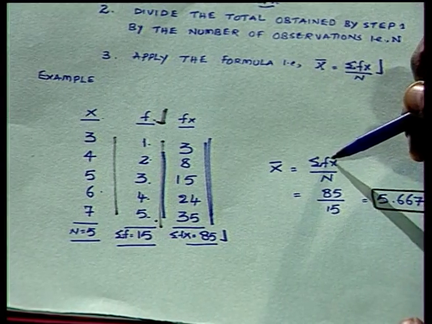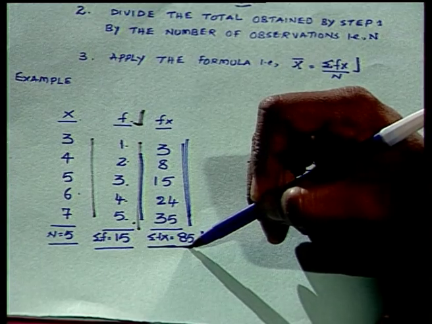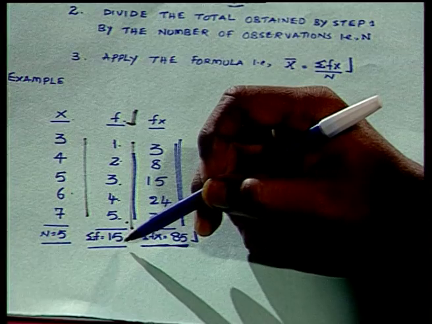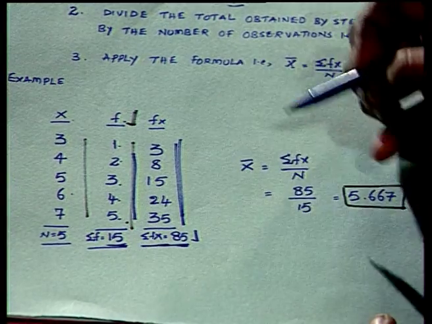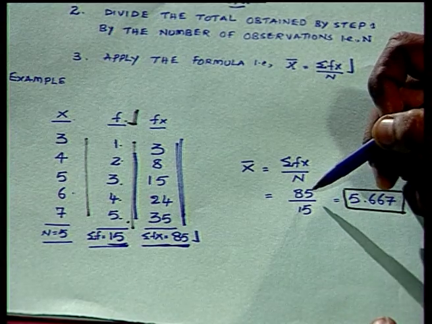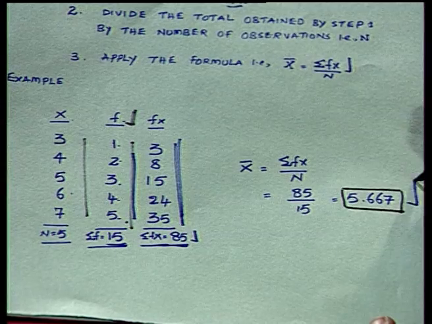Then sigma fx here, which is the total of the frequencies after multiplying it by the values of x, is 85, and divided by the total of the frequency here, which is n, that is 15 in this case. 85 by 15 will give you a value of 5.667.